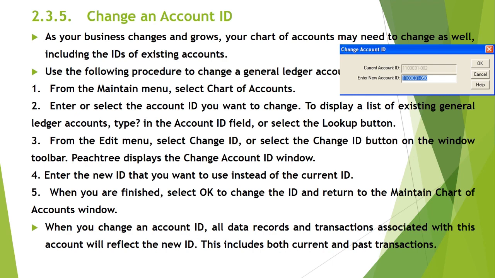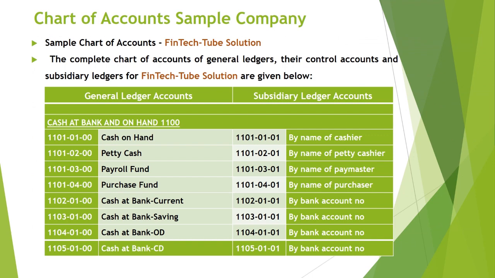6. Change an account ID. As your business changes and grows, your chart of accounts may need to change as well, including the IDs of existing accounts. Use the following procedure to change a general ledger account ID. 1. From the Maintain menu, select Chart of Accounts. 2. Enter or select the account ID you want to change. To display a list of existing general ledger accounts, type in the Account ID field, or select the Lookup button. 3. From the Edit menu, select Change ID, or select the Change ID button on the window toolbar.